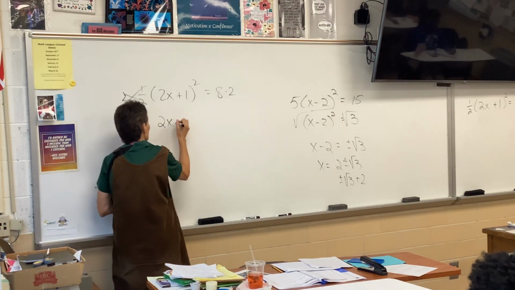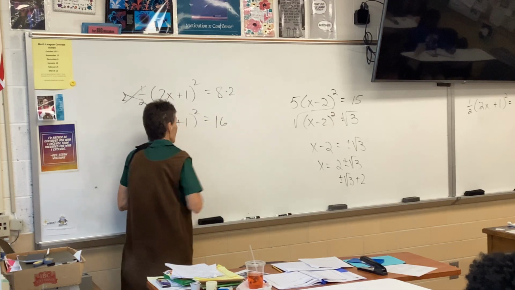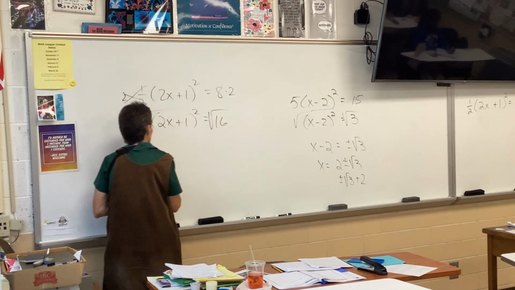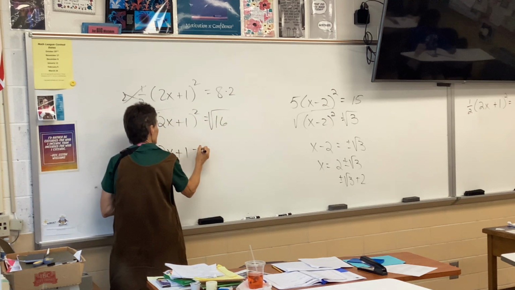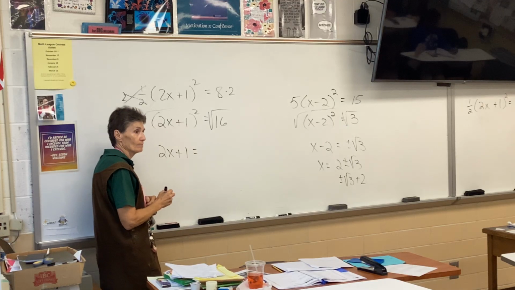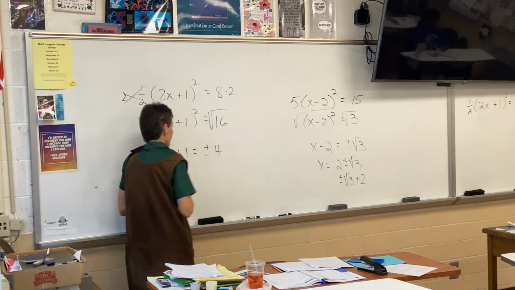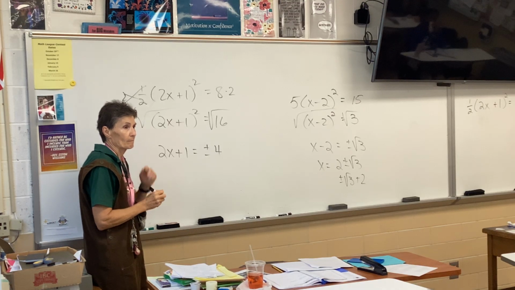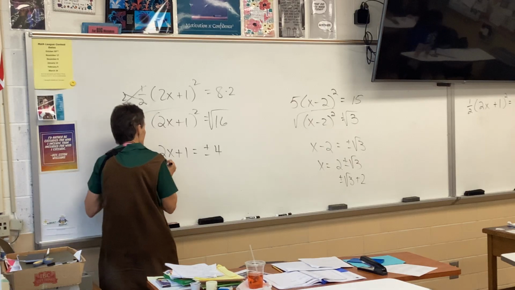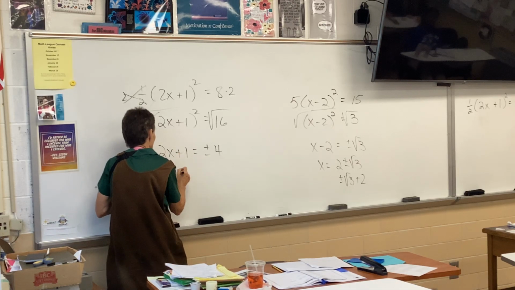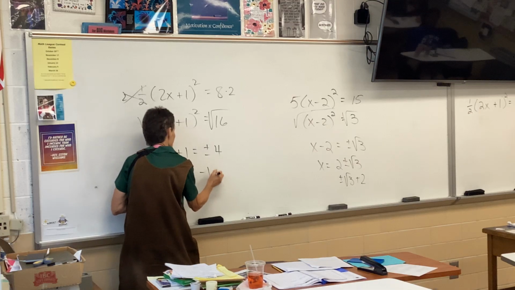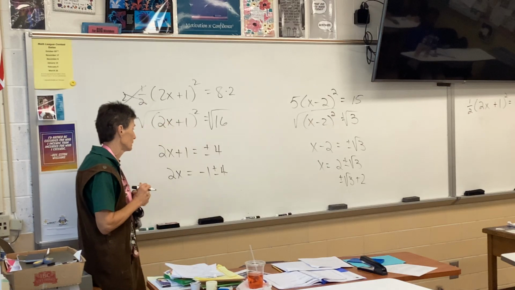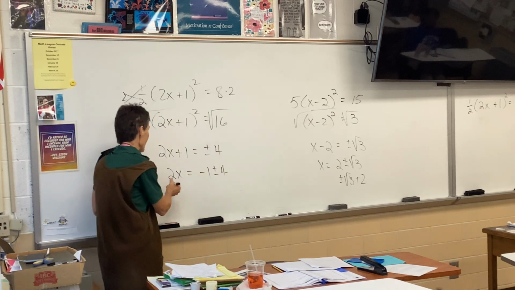Okay, so I have (2x plus 1) squared equals 16. Now what? Square root. So 2x plus 1 equals plus or minus 4. And then you subtract the 1 over. Now there's a lot going on here, so as long as you can keep track of everything, we're okay. So we have a negative 1 over there, we're subtracting 1. And we have to divide by 2.